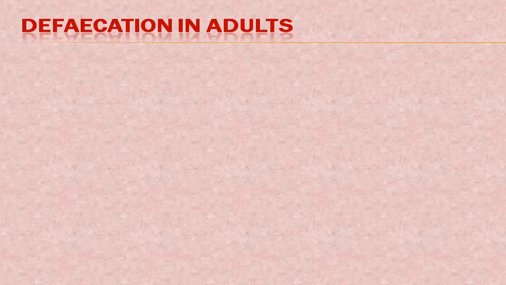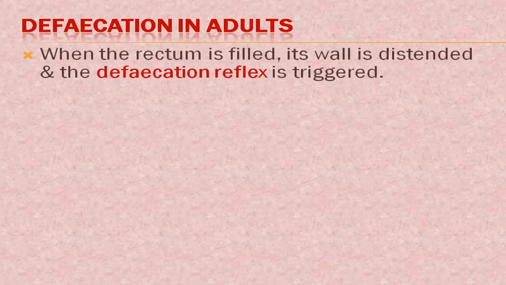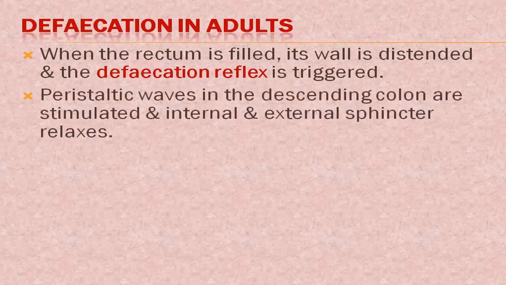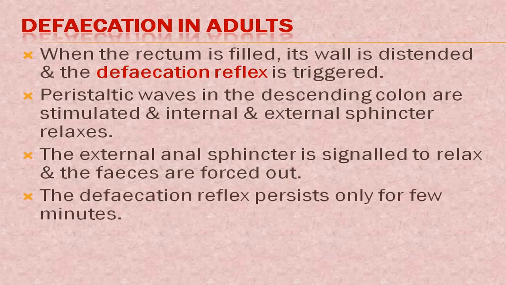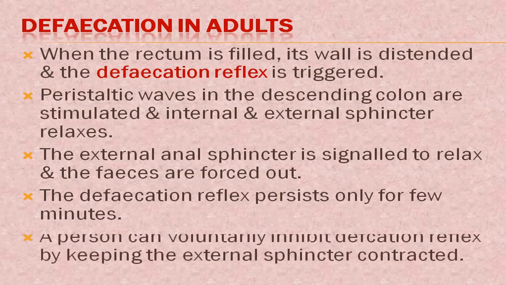Defecation in adults. When the rectum is filled with the undigested food, its wall is distended, means it is stretched, and the defecation reflex is triggered. Peristaltic waves in the descending colon are stimulated, and the internal and external sphincters of the anus relax. The external anal sphincter is stimulated to relax, and the feces are forced out. The defecation reflex persists only for a few seconds. A person can voluntarily inhibit the defecation reflex by keeping the external sphincter contracted.